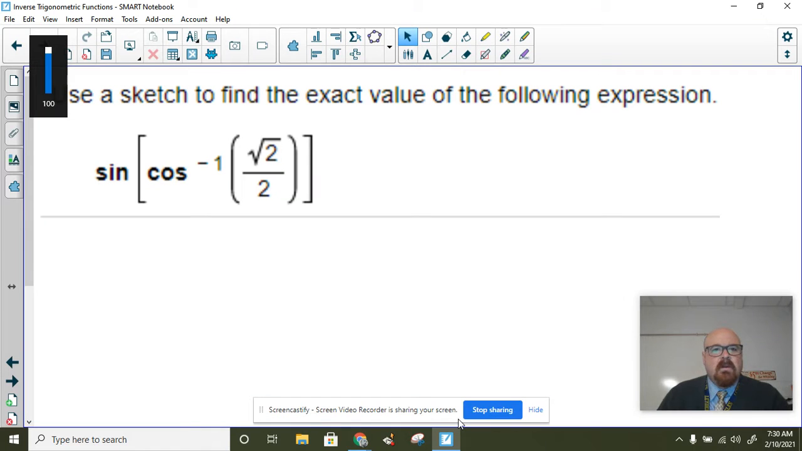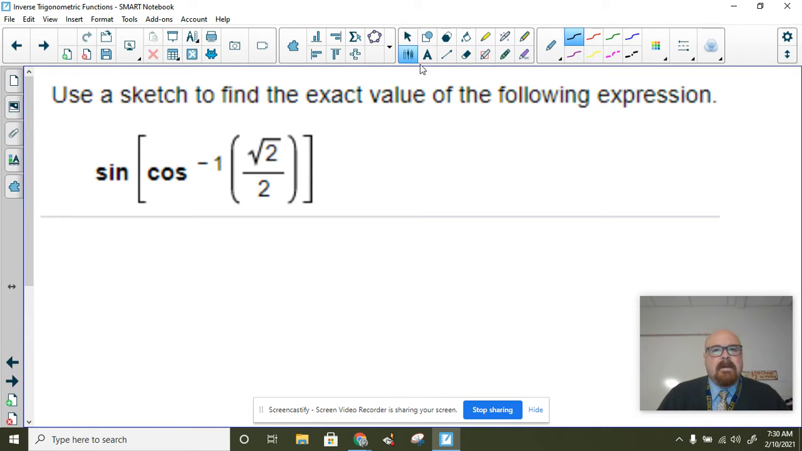Okay, so what we see here is another one of these compositions of inverse trigonometric and regular trigonometric functions. It says use a sketch to find the exact value of the following expression. You certainly could, because as we said before, we're going to work from the inside out here. I always want to work from the inside out.